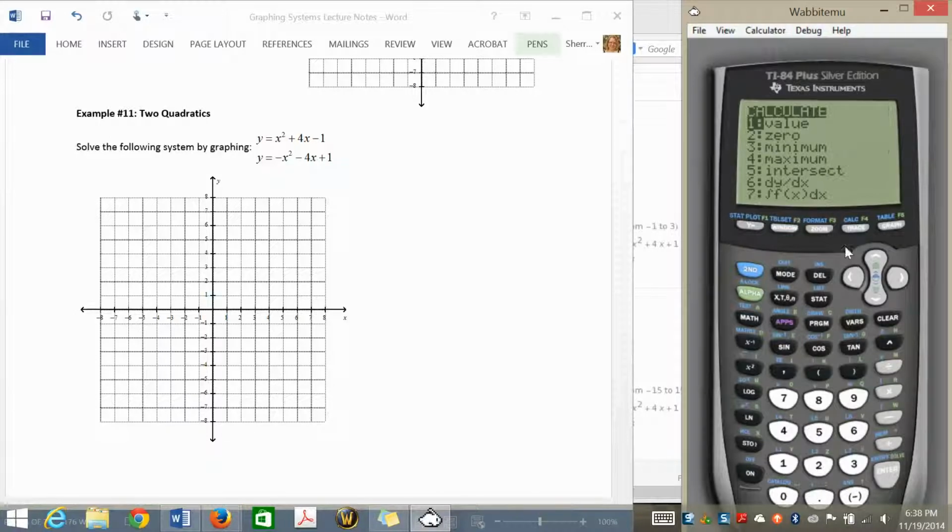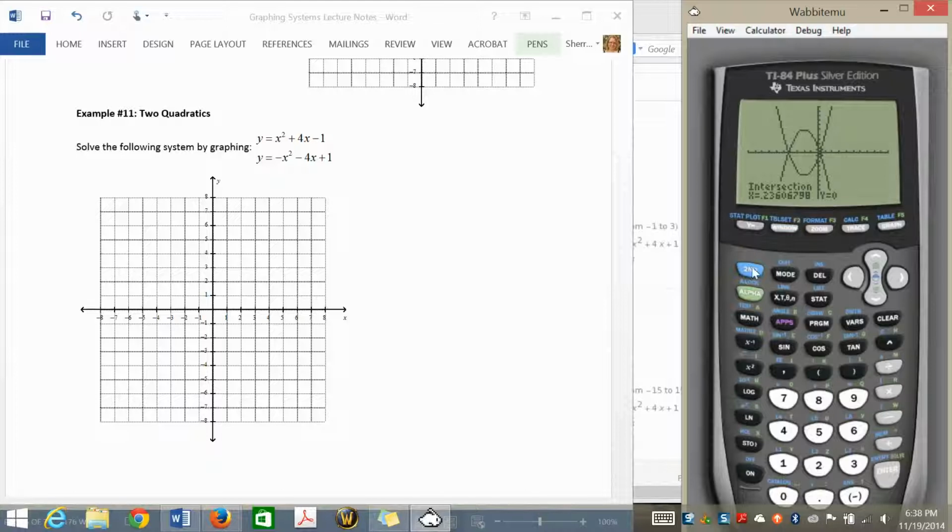We can get very specific spots by using the calculate function. So we hit second trace to bring up the calculate menu, and we'll ask it to identify those intersections for us. First curve and second curve, just hit enter. Move the arrows so that you're close to the intersection point. Here my first intersection happens at 0.236 and 0.